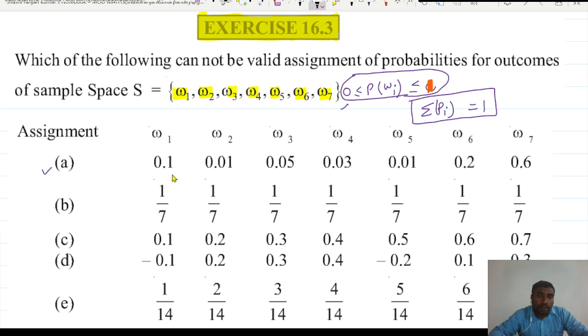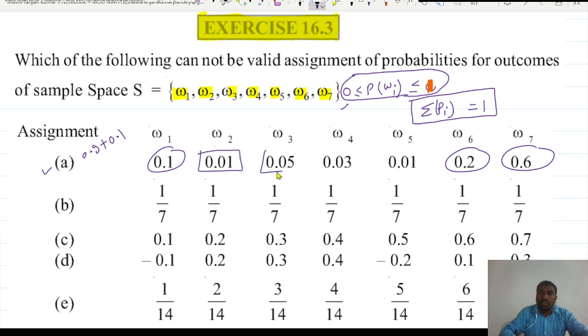So first of all, the probability of W1 is given as 0.1, that's okay. So this condition is okay, the probability is lying between 0 and 1. Now second, we have to check that the sum of all the probabilities should be 1. So let us add them. 0.6 plus 0.2 becomes 0.8. 0.8 plus 0.1 is 0.9. Plus, if we add 0.03 plus 0.01, that is 0.04. 0.04 plus 0.05 is 0.09. After adding all of these, you are getting 1. So yes, this is a valid statement.